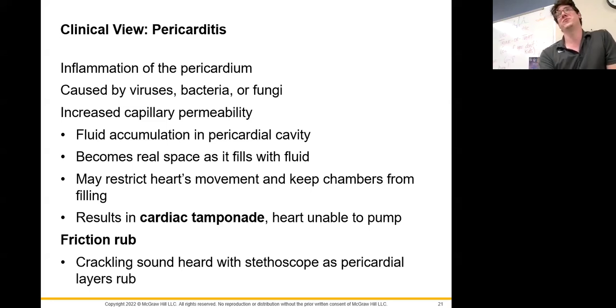However, we also don't want to fill this space with fluid because fluid doesn't compress, and every time our heart would try to fill with blood, it wouldn't be able to. So we wouldn't be able to get enough blood into the heart. That would also be a problem. This can sometimes happen if people get particular types of bacterial infections or fungal infections and stuff like that. As you all can tell, there's lots of stuff that can go wrong in all of these processes.